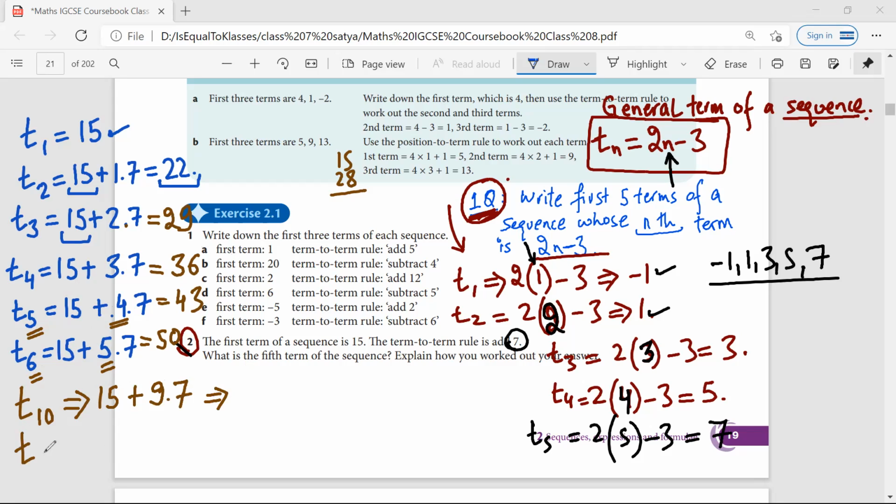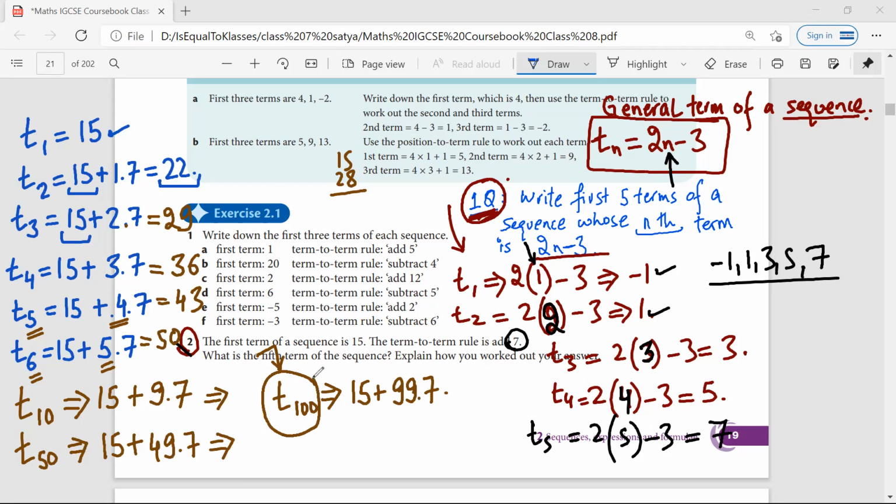If I have to find the 50th term, Shivan, what should I do? 15 plus 49 into 7. Satya, if I have to find the 100th term, what should I do? 15 plus 99 into 7. Satya, why is this method a shortcut? So because we can directly find the answer here. We don't need to add 7 again and again. Shabash. You are absolutely correct.